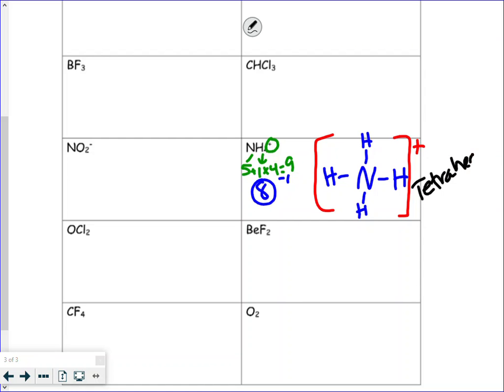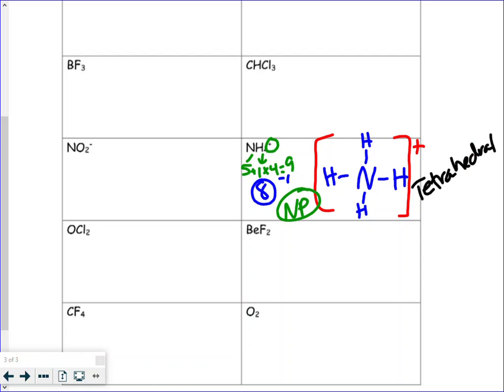Now, looking at it, no lone pairs on the central atom. Look at the ligands. Are they the same? So are we polar or non-polar? Non-polar. So this one gets an NP.